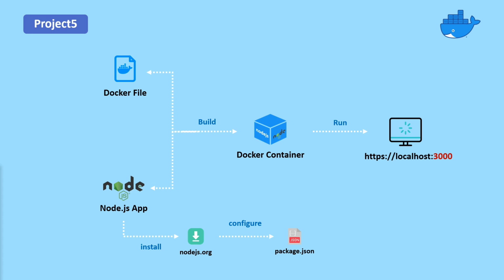To use the application, we need to open a web browser and navigate to localhost 3000. The browser sends a request to the Node.js application running inside the Docker container, which responds with a hello world message. The Docker container maps port 3000 inside the container to port 3000 on the host machine, allowing the user to access the application running inside the container.